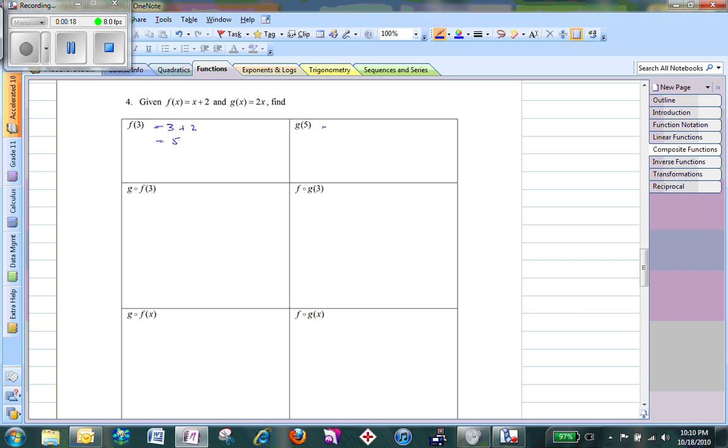G at 5 is also pretty easy. That's 2 times 5, which is 10. Now using the information that I just got, I'm going to try G of f at 3. Well, because I don't have G of f of x already, let's see if I can break it down. First find f at 3. Well, f at 3 I just found, it was 5. Now take that and sub that into G. And G at 5 I just found is also 10.